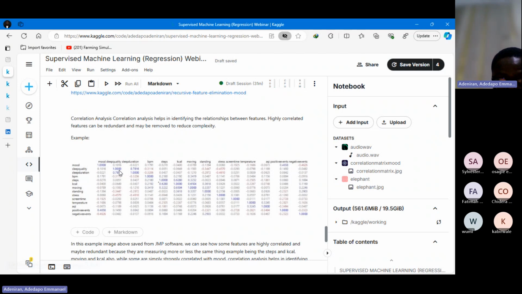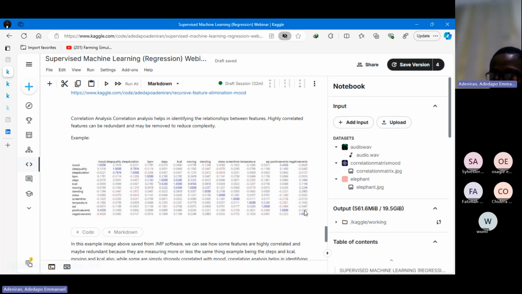Sleep quality is perfectly correlated with sleep quality. BPM is perfectly correlated with BPM. That's why we have 1. Kilocal is perfectly correlated with kilocal. That's why we have 1. So perfectly correlated features are very high on the correlation number. That is, they are close to 1, or even 1 if they are the same thing.